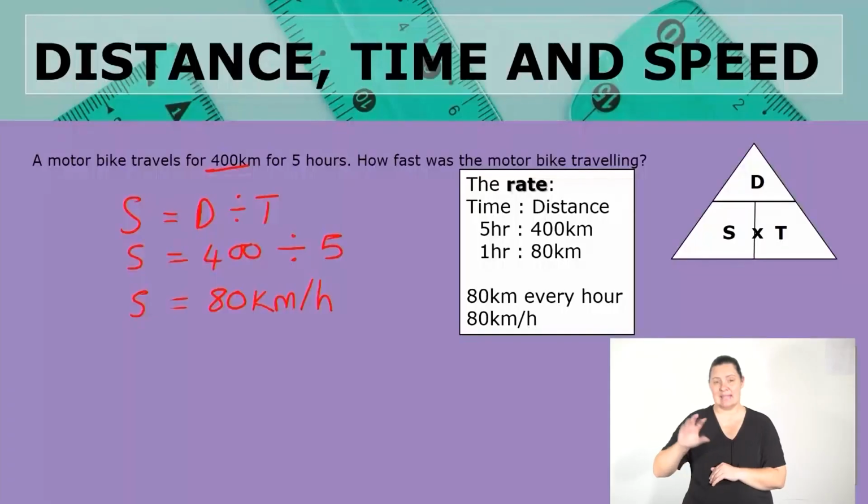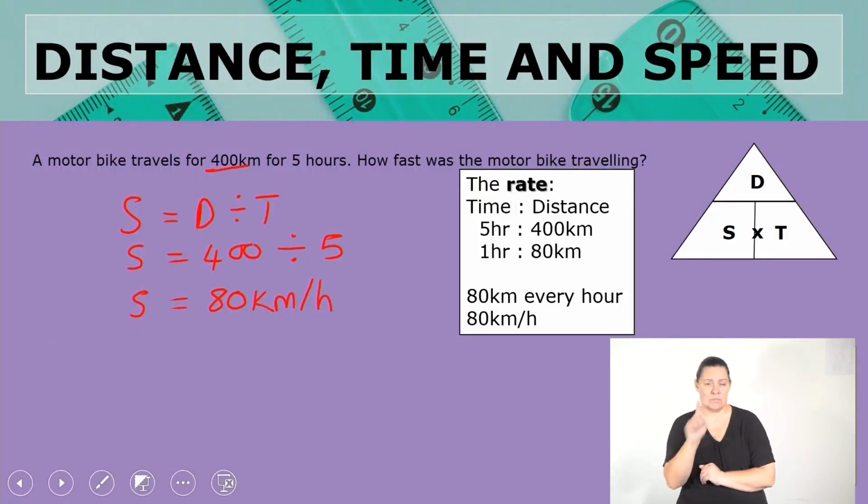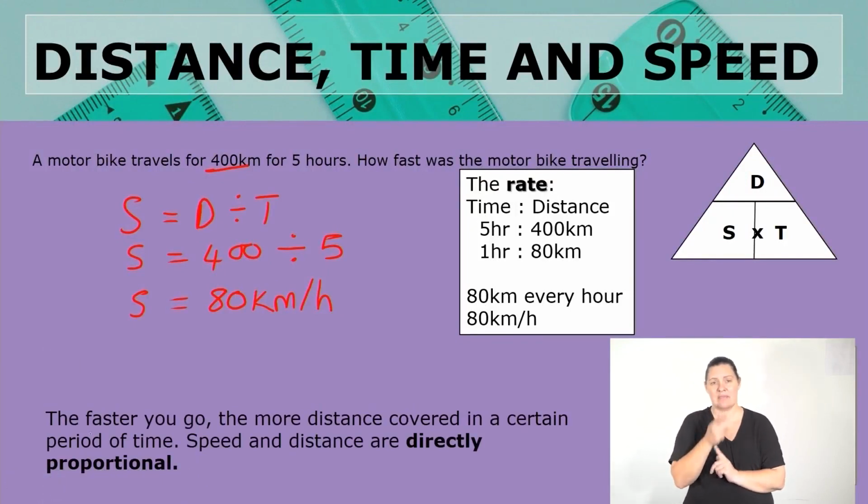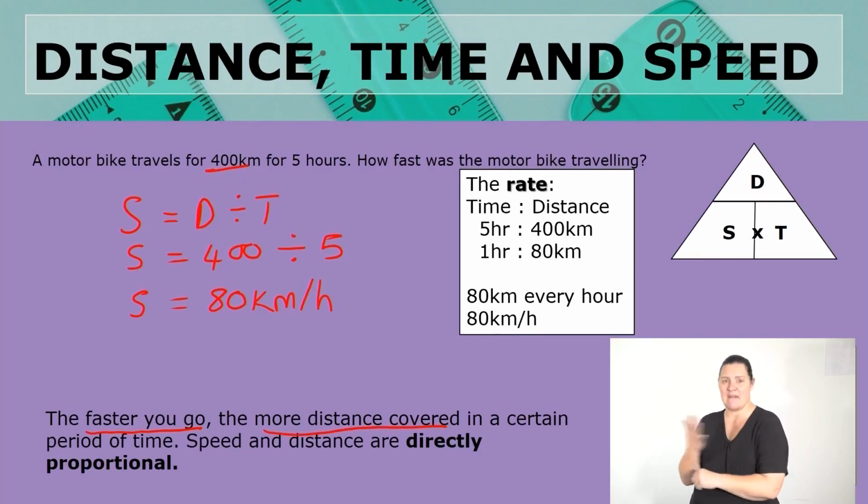So let's compare these two examples. In the previous example, we had the speed at 64 kilometers per hour, and the distance there was 320 kilometers. Now, our speed has increased to 80 kilometers per hour, and the distance is 400 kilometers. What does this mean? This means that the faster you go, the more distance covered in a certain period of time. Remember, the time was 5 hours for the previous example, and it is still 5 hours for this example. But now, with the increase in distance, there's also an increase in speed.